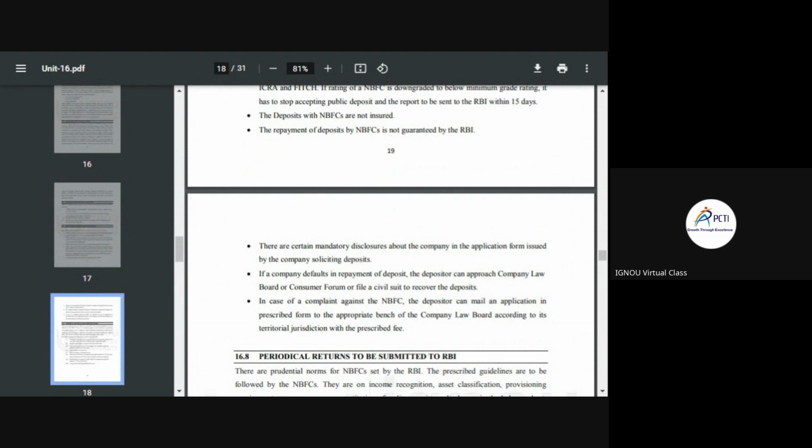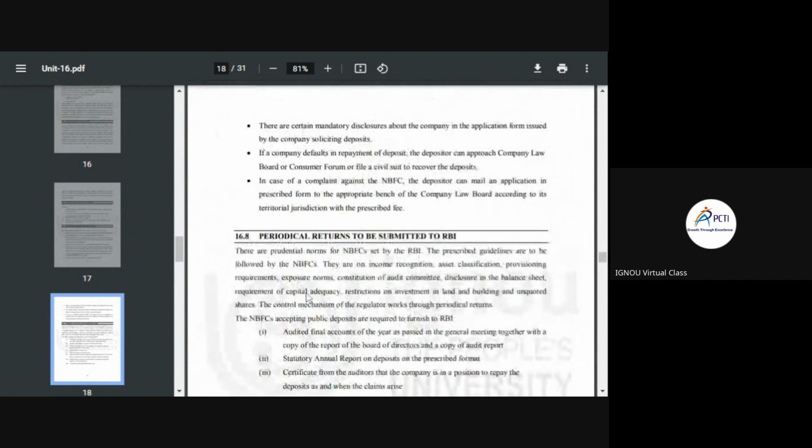Now there are periodical returns to be submitted to RBI. So the prescribed guidelines are to be followed by NBFCs. They are on income recognition, asset classification, provisioning requirements, that is, exposure norms, constituents of the audit committee, disclosure in the balance sheet, requirement of capital adequacy, restrictions on investment in land and building, and unquoted shares. So the control mechanism of the regulator works through periodical returns.